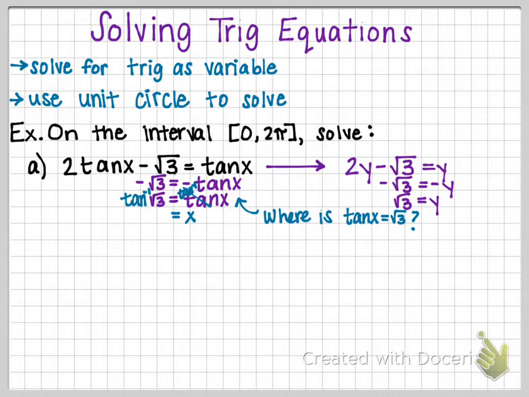So remember, this might happen at more than one place. Where is my tangent equal to the square root of 3? I want you to look around on that unit circle. You'll find it in 2 spots. That's going to happen at pi over 3 and 4 pi over 3. And yes, I need both answers.